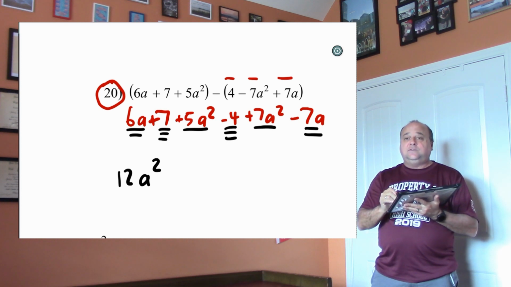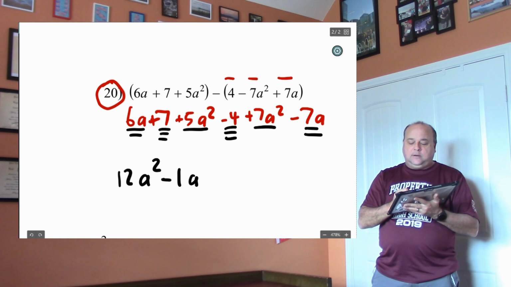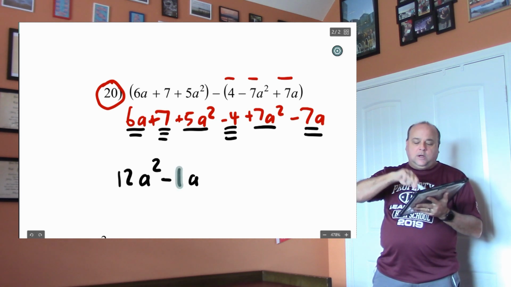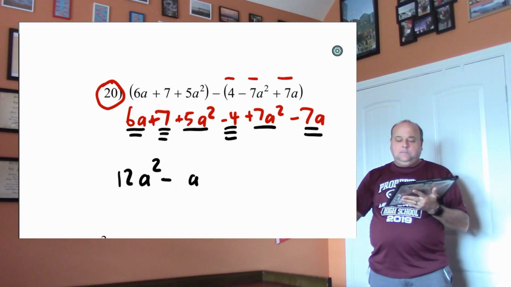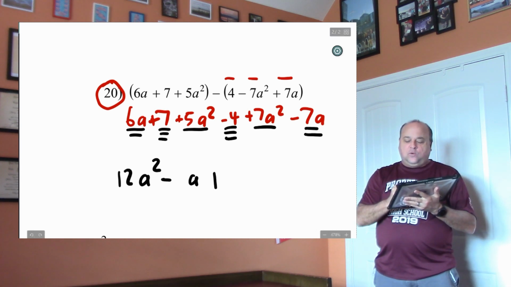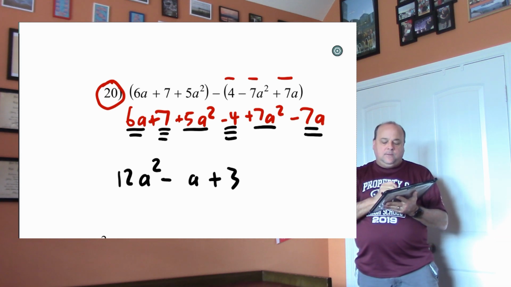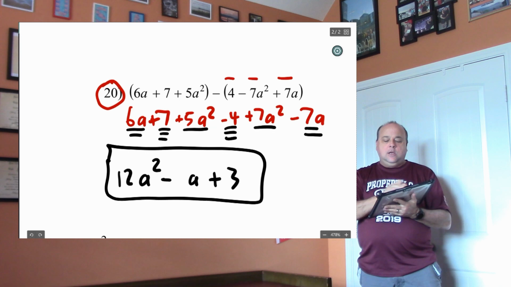I got 6 and negative 7, right? 6 minus 7 is negative 1, and my letter's a. I don't have to put the 1, do I? So just minus a. And then lastly, 7 minus 4. 7 minus 4 is a positive 3. Remember, do the sign and then the number. This right here would be my answer.